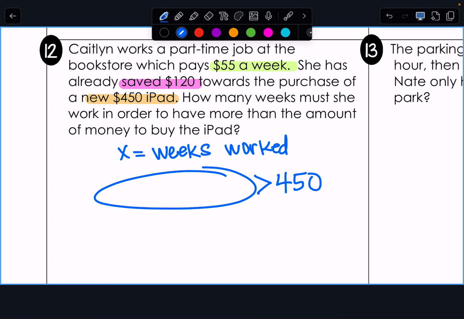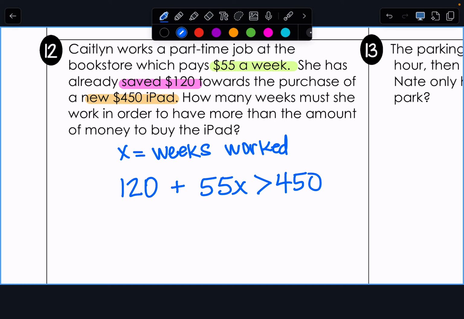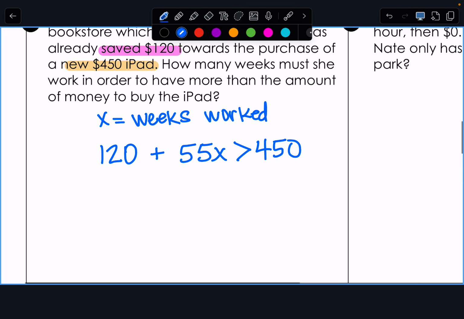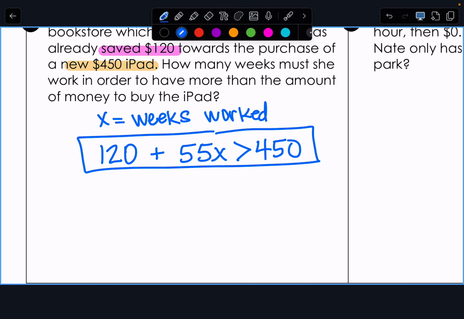Now, I need to figure out what goes here. What needs to be greater than 450? Well, I have 2 other numbers. Okay, we need to add 2 things together. So she already has $120 saved, plus she's going to make $55 per week. How do I write that? 55x. Okay, so there is our inequality.